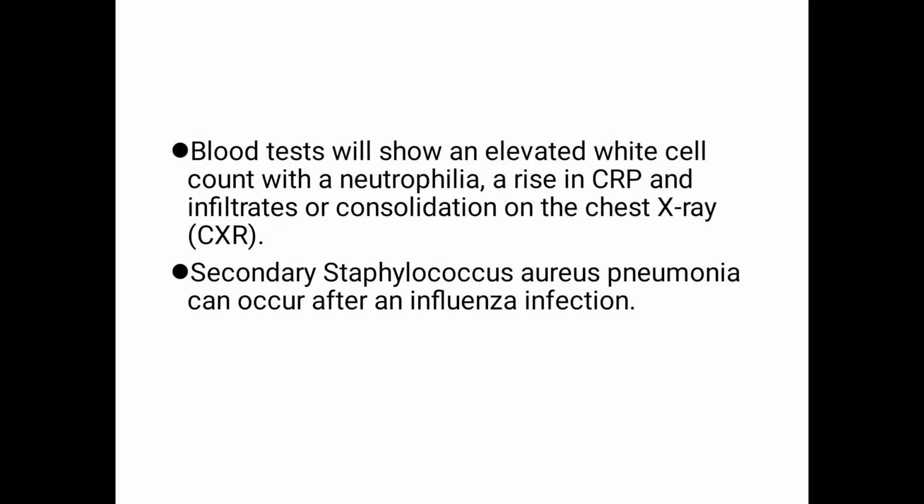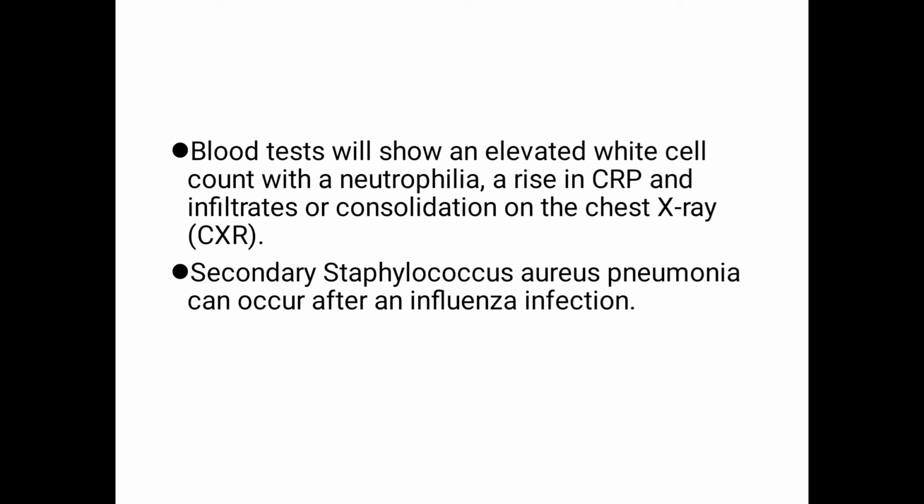Along with that, blood tests will show an elevated WBC count with neutrophilia and a rise in CRP, and infiltrates or consolidation can also be found on the chest X-ray. After an influenza infection, patients are more vulnerable to developing secondary Staphylococcus aureus pneumonia.